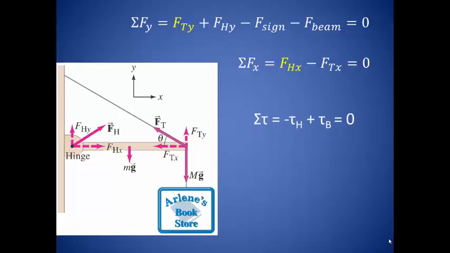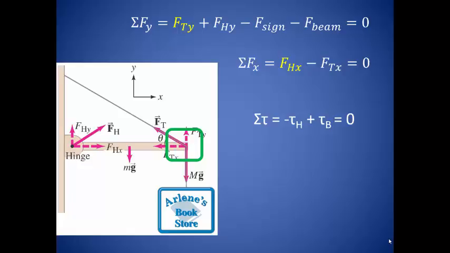Now let's look at our sum torque equation. A nice place to choose for our axis point would be the end of the cable where the sign is pulling down on the beam. This would make the lever arm for the tension force, gravity force, and the X component of the hinge all zero. And again, we are going to say that any torque that causes a counterclockwise rotation is a positive torque.